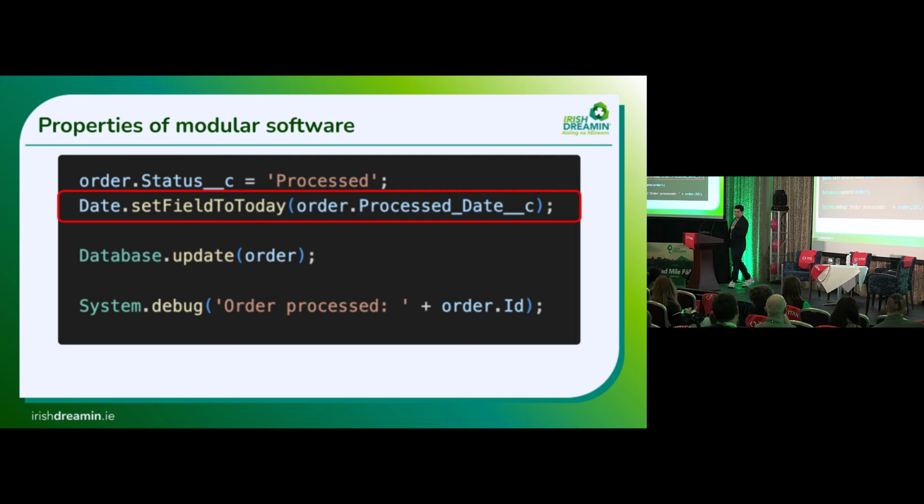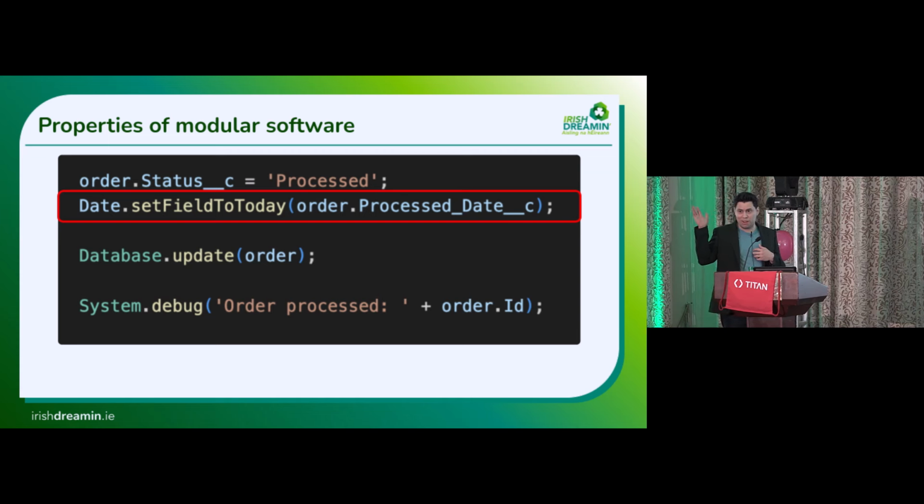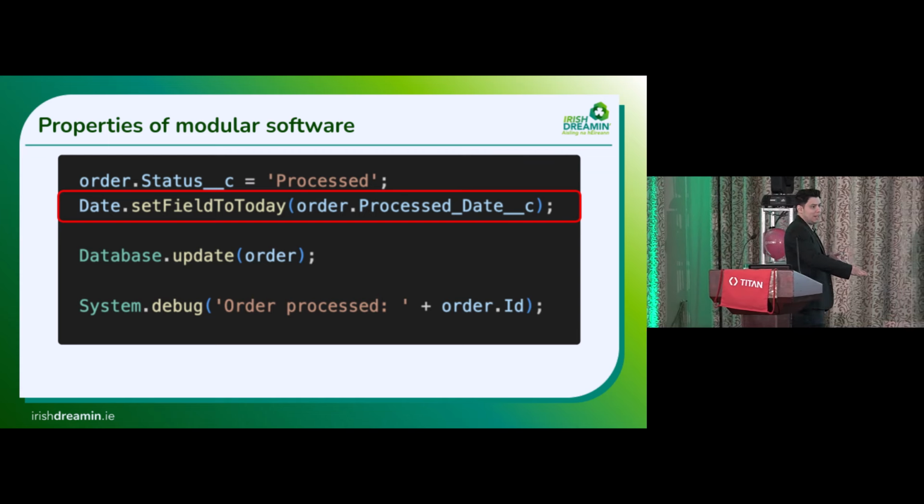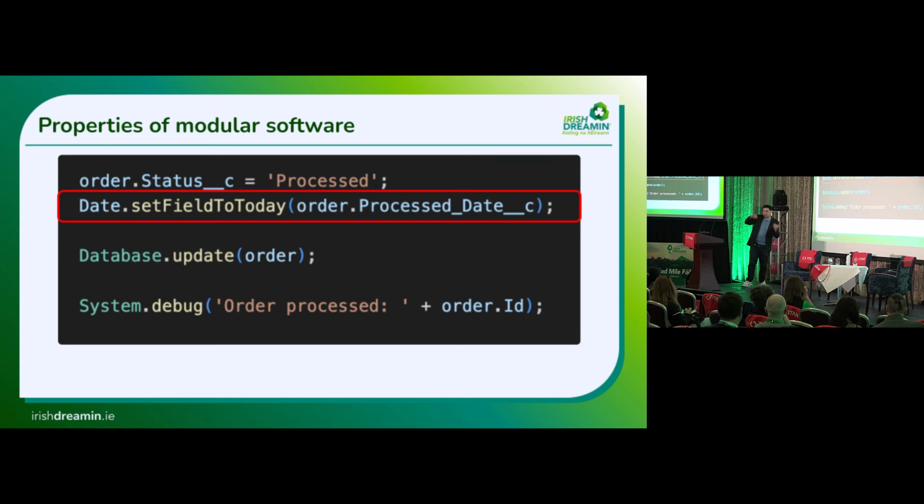Right? So am I the only one who thinks this feels wrong? I'm sure for others this feels weird, right? You look at it and you're like, there's no way the date class would have a method to specifically set a field to today. So any ideas on what's wrong with this?